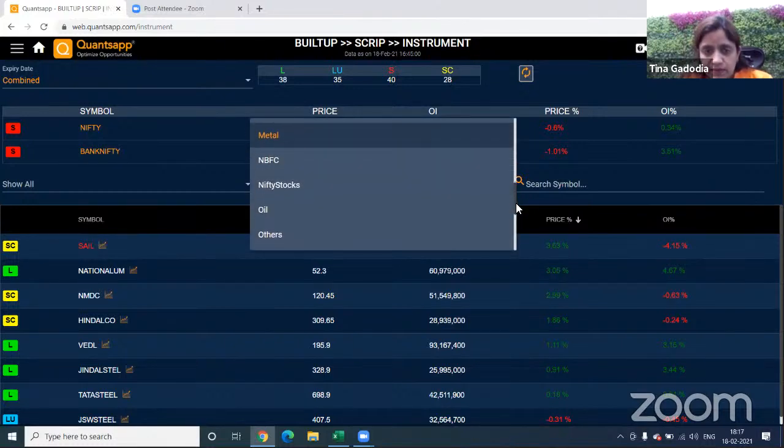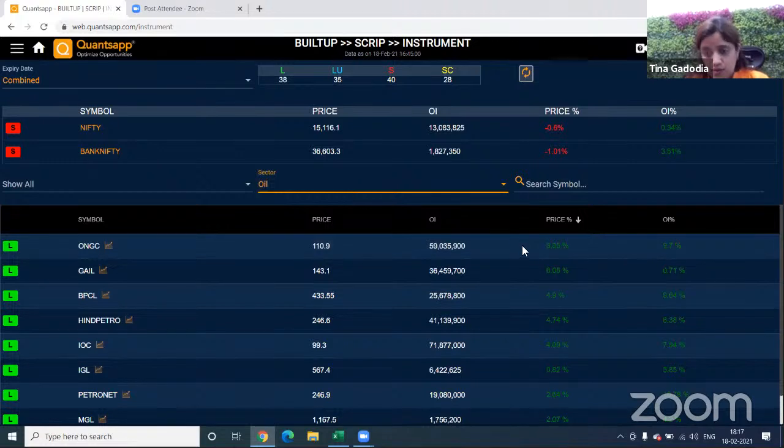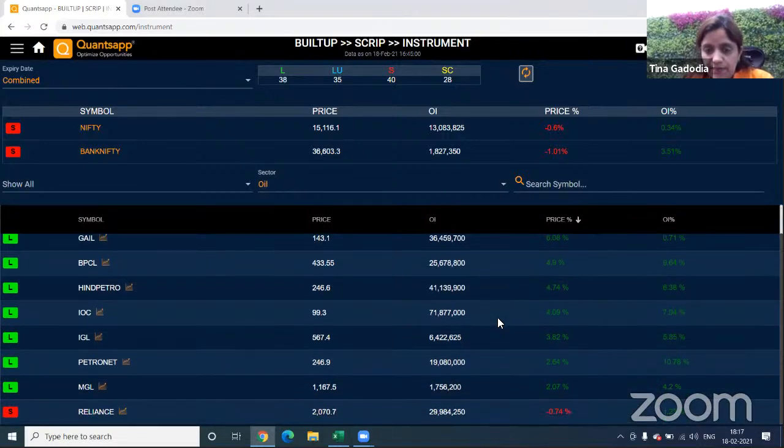Then you have oil. So today it was oil which was in the limelight. Be it the OMCs, how they behaved. Apart from Reliance, which was sideways, everything else was on the long side. So today was a day completely skewed on the positive side by oil. This way you look at how the futures are giving you the indications.